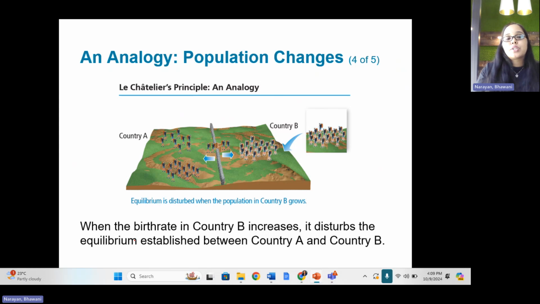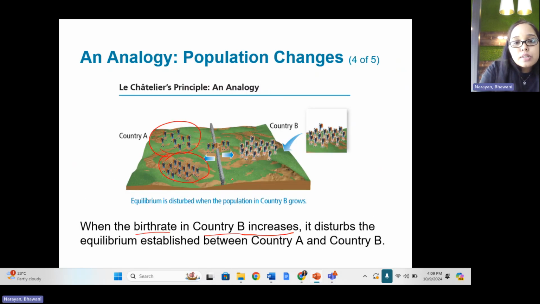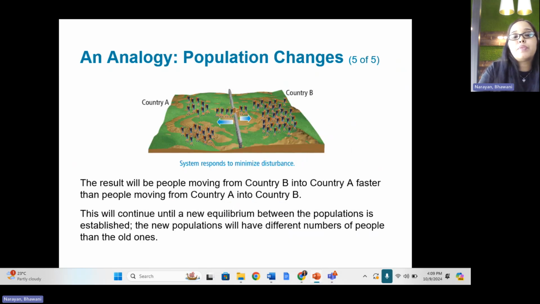Consider a situation in which the birth rate in country B increases and it disturbs the equilibrium established between country A and country B. So now there are more people in country B, and so the resources of country B are depleting fast. So what would people do? They would move more to country A. So people will be moving from country B to country A faster than the people moving from country A to country B. This will continue till all the resources are balanced and a new equilibrium between the populations is established.